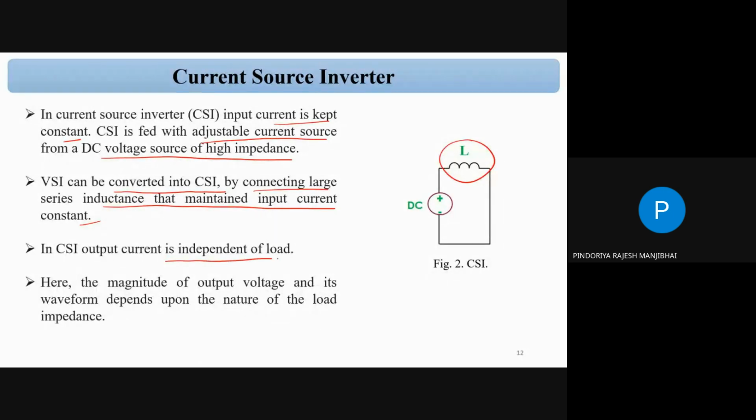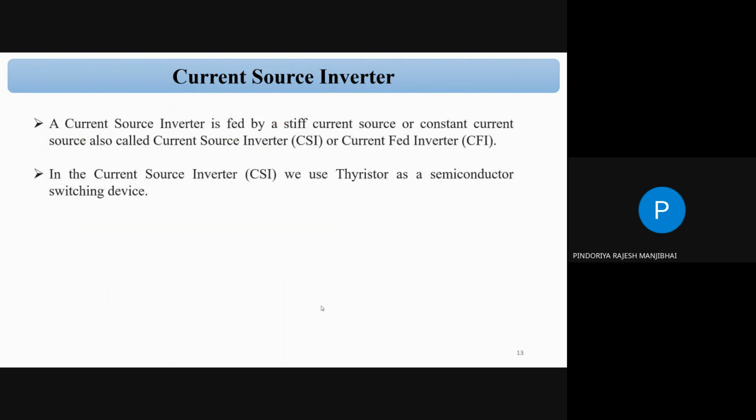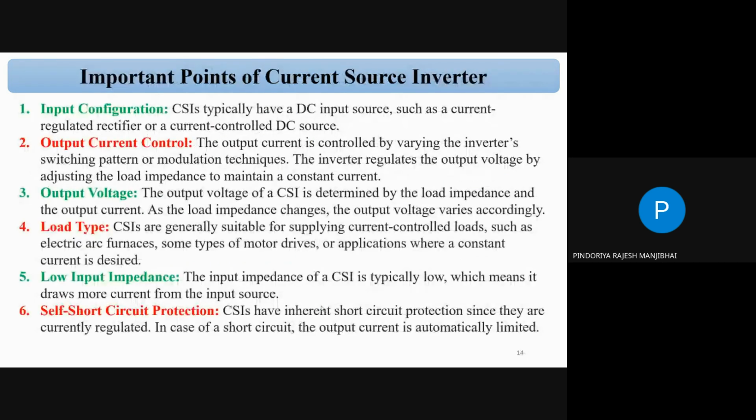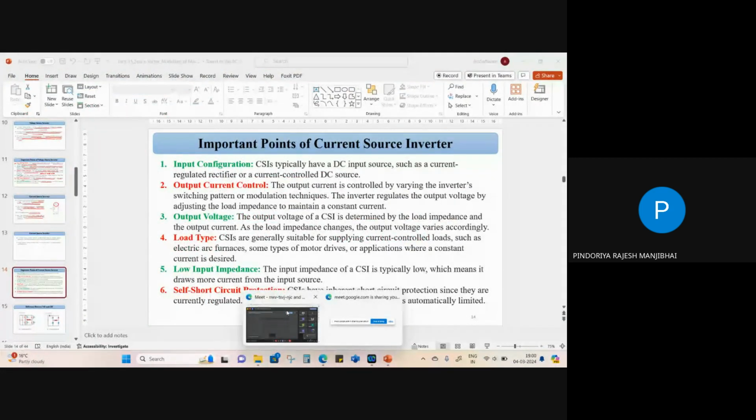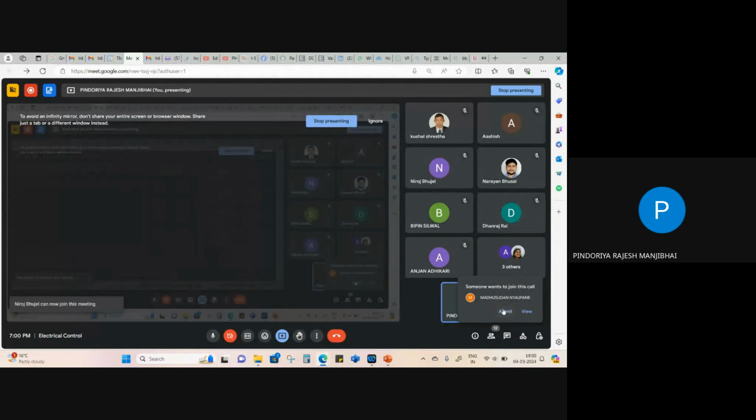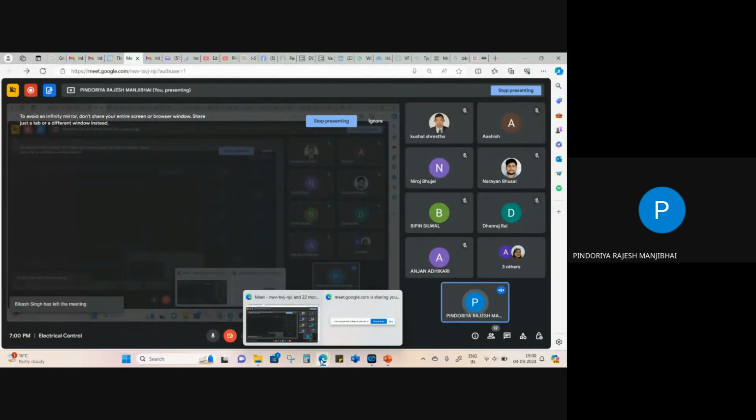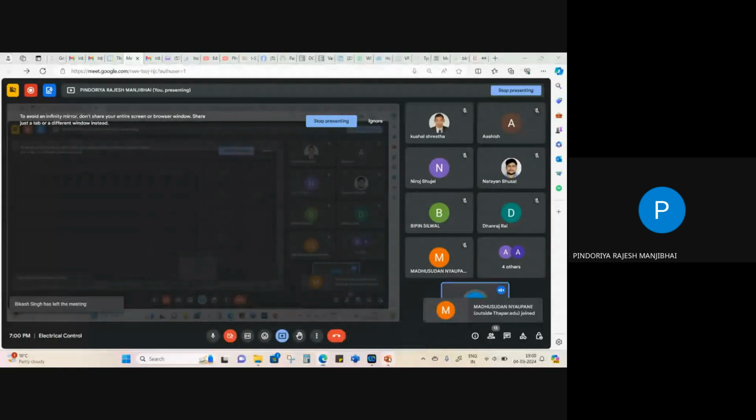CSI output current is independent of the load. Hence, the magnitude of the output voltage and its waveform depend on the nature of the load impedance. Okay. We have to connect a semiconductor switch, any type of three-terminal semiconductor switch, in the case of the CSI. The important points are the same as in the case of the VSI. Whatever we discussed for the VSI, the same protection and the same important parameters we have to analyze.